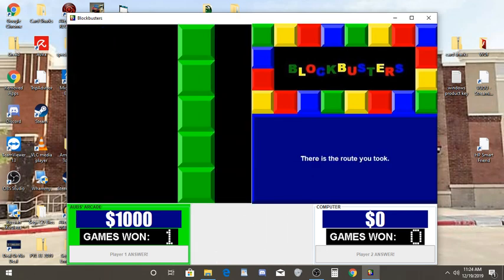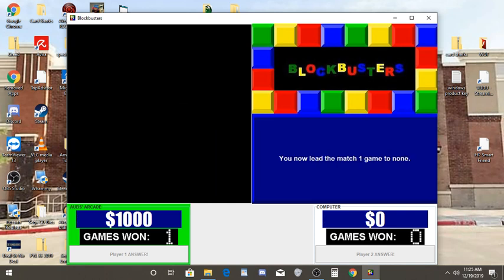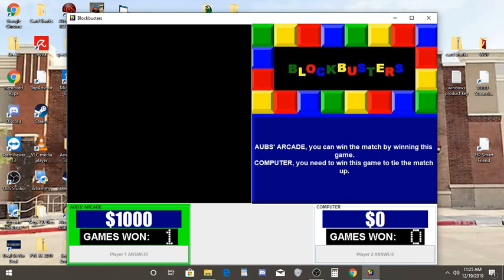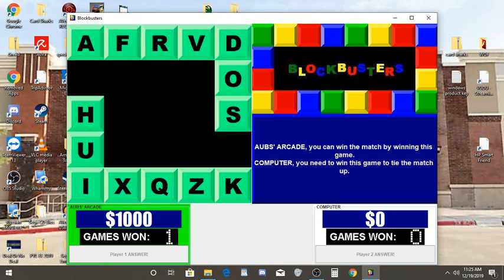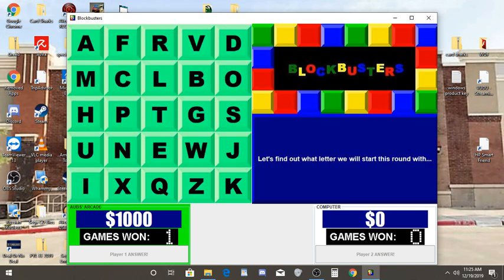Okay. Let's play round two, and this is the round that will determine if I get to go to the bonus round. Oh, same board as before, I think. We're gonna start with the letter P this time. Okay. Hands on the buzzers.